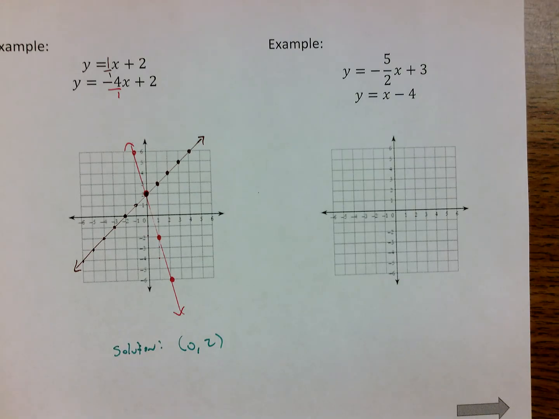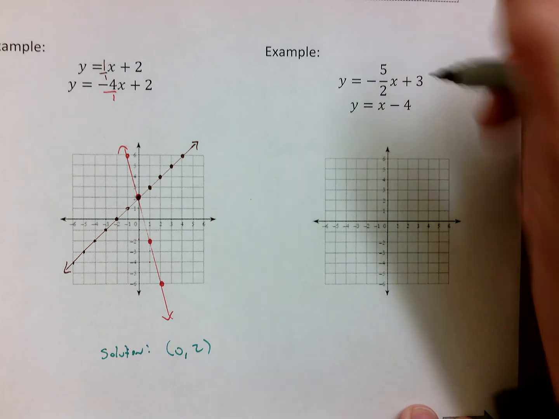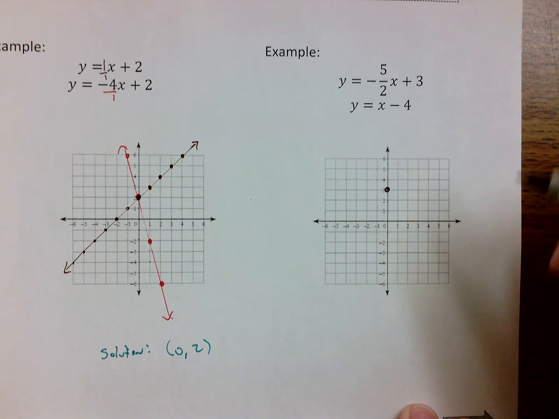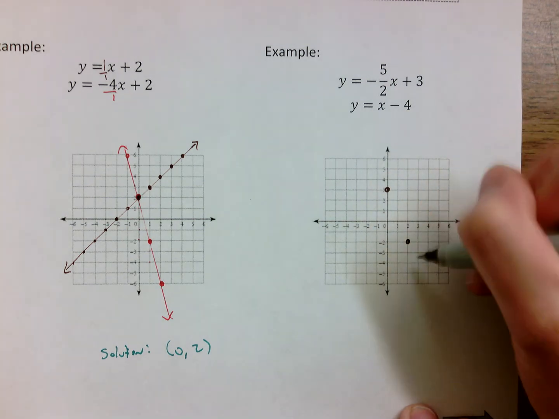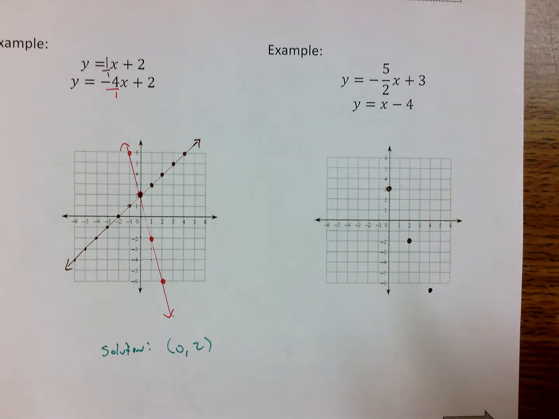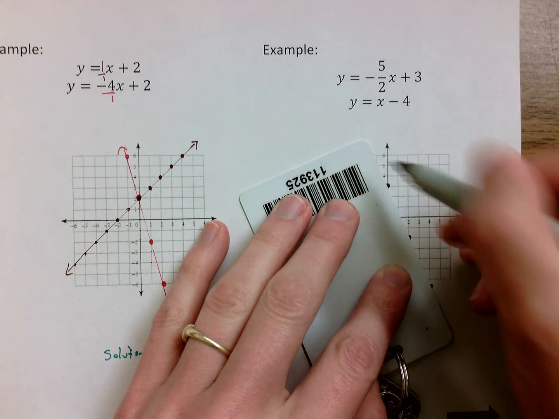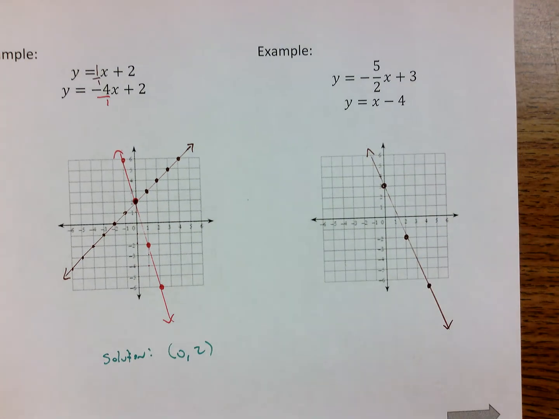Okay, so let's look at a second example. We're going to do the same thing. My y-intercept here is 3. My slope is -5 over 2. So I'm going to go down 5 and over 2, down 5 and over 2. That one went a little bit off my graph, but that's okay. I'm not going to be able to fit a point in the other direction. And then I can draw my line. Don't forget arrows at the ends of your lines, of course.